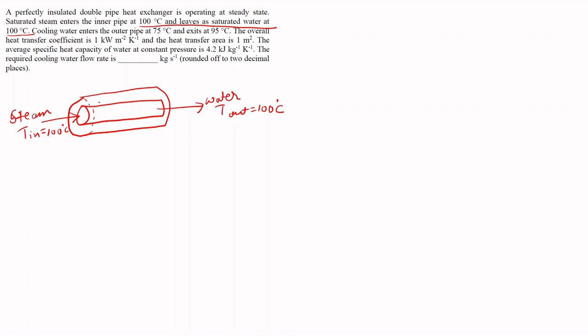The steam would have condensed in the tube and provided the latent heat to heat our coolant. That is why the phase has changed from steam to water, whereas the temperature has remained constant at 100 degrees Celsius. Now cooling water enters the outer pipe at 75 degrees Celsius and exits at 95 degrees Celsius. So let's consider that this is my inlet: T cooling water inlet is equal to 75 degrees Celsius and exits at 95 degrees Celsius.